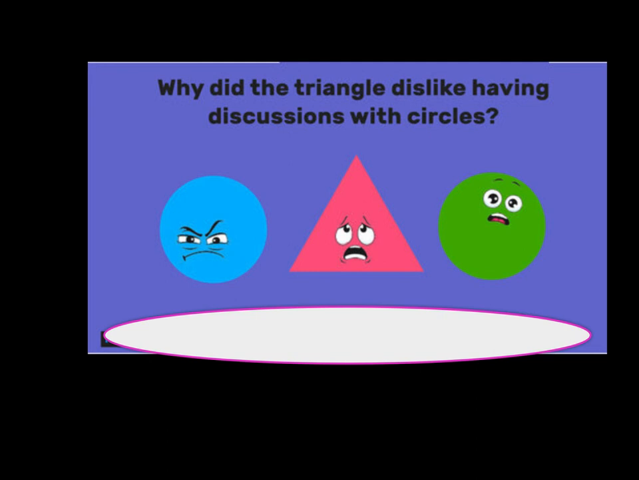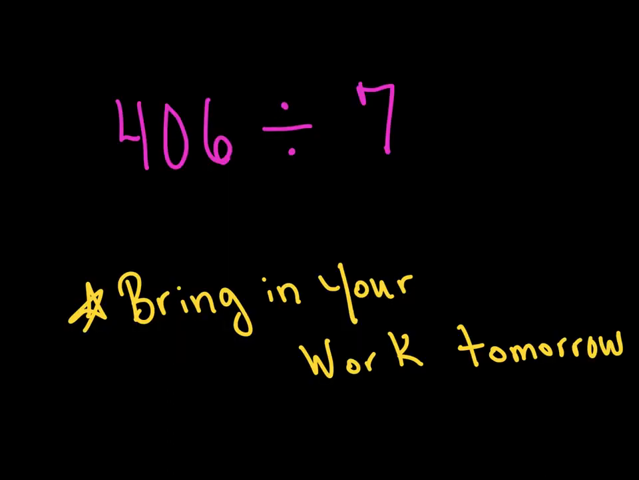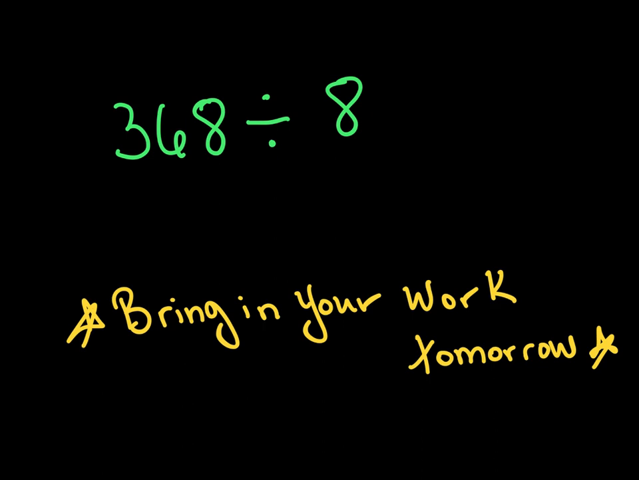Why did the triangle dislike having discussions with the circles? You have to solve the next 2 questions to find out. 406 divided by 7? Are you kidding me, Miss Moldietta? Well, bring in your work tomorrow and see if you can level up. Your last one before you can figure out the math riddle of this evening. 368 divided by 8. Bring in your work tomorrow to level up.